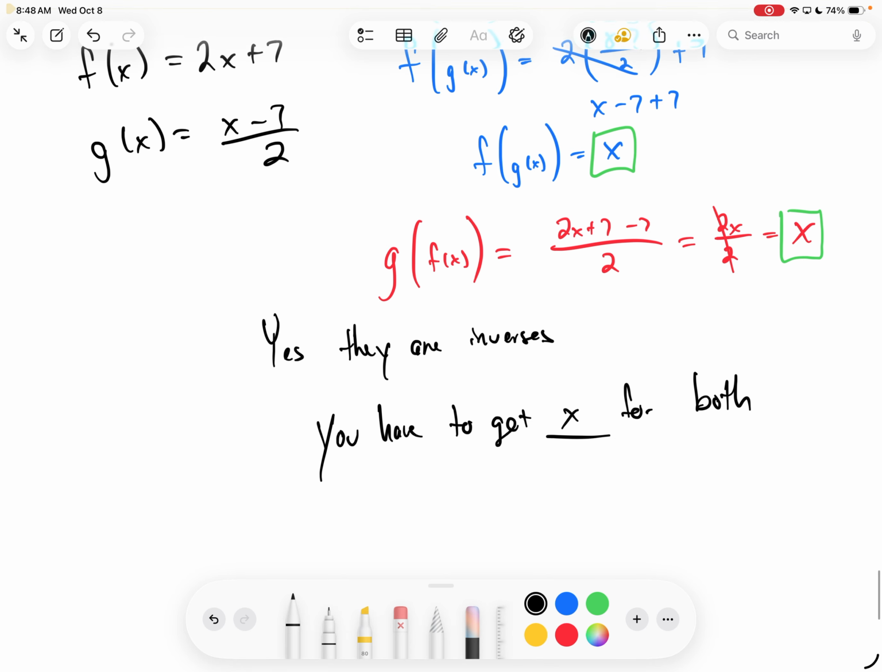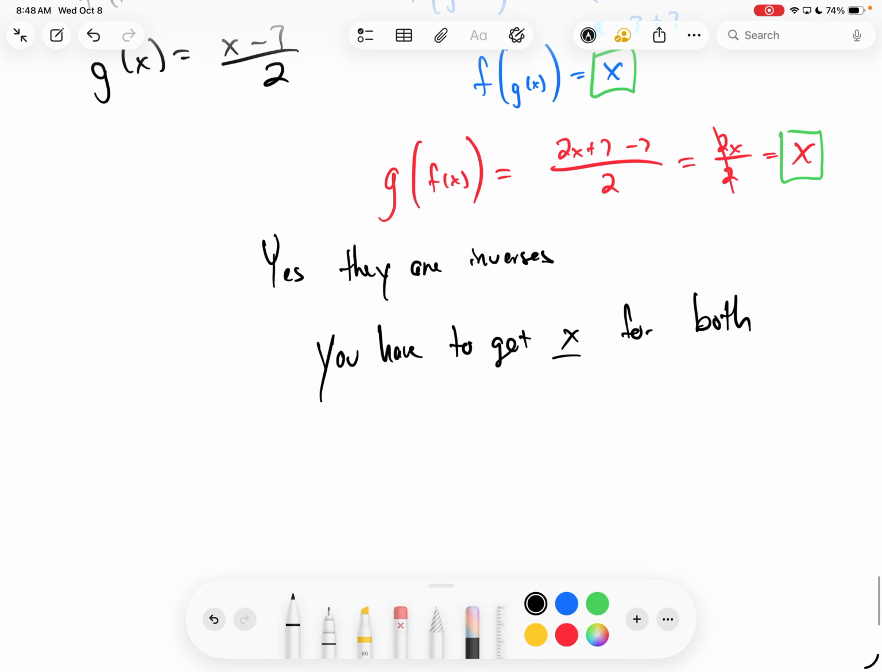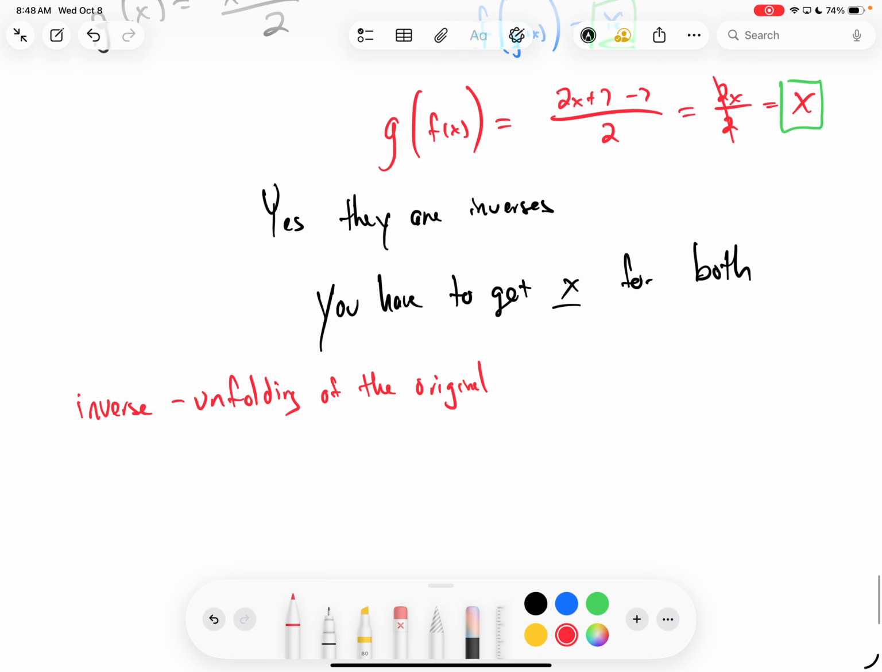Okay. Now, shortcut way, because I do not like having to plug in all those, right? What an inverse is to me, I'm going to say this real non-mathematically, is the unfolding of the original. This is really not mathematical to say that, but that's fine.